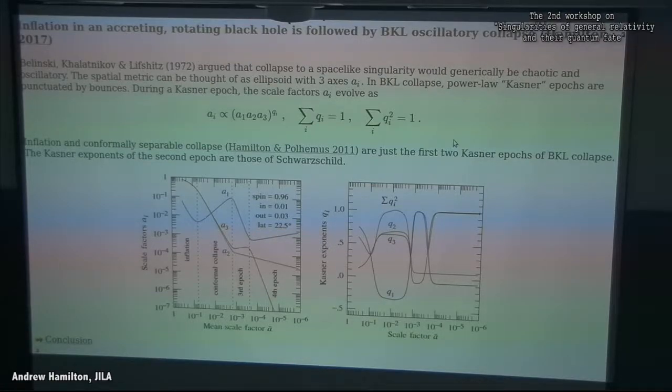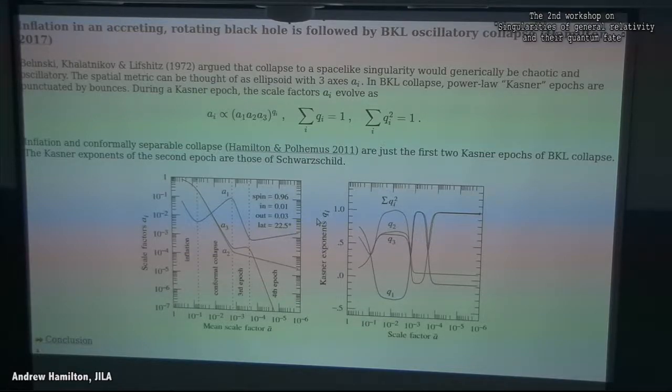And as BKL showed, you can think of the spatial space-time as kind of like a football, an ellipsoid with 3 different axes. And in BKL behavior, the behavior of those axes is described by 3 power laws. There are 3 cosmic scale factors, a_i I've called them here, and each varies with time as t to the q_i. The sum of the q's is 1, the sum of the squares of the indices is also 1, and that is BKL behavior.